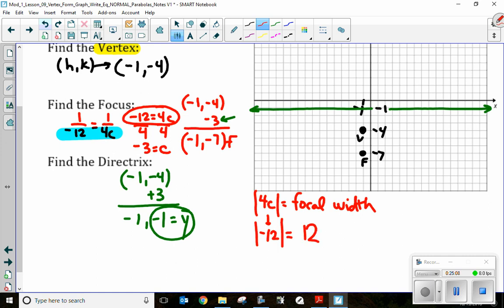So the focal width is 12. That means for my focus, I'm going to go 6 to the right and 6 to the left because that would combine to be 12. So here's my focus. I go 1, 2, 3, 4, 5, 6. And to the left, 1, 2, 3, 4, 5, 6. From this point to this point, that's my distance of 12. And if I did this right, here's my vertex. It should go through this point to the left, and it should go through this point to the right.